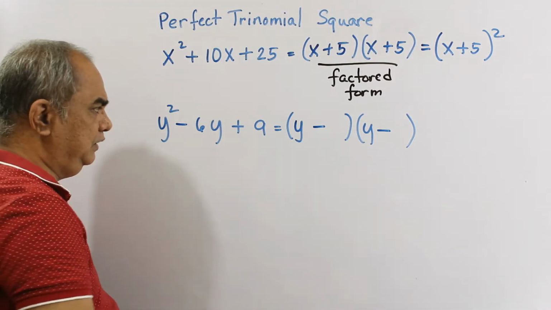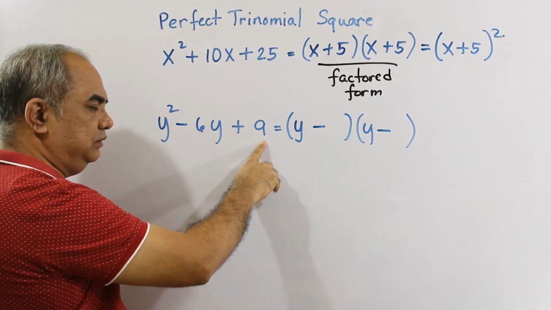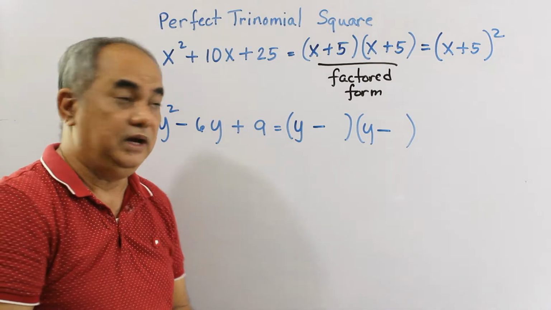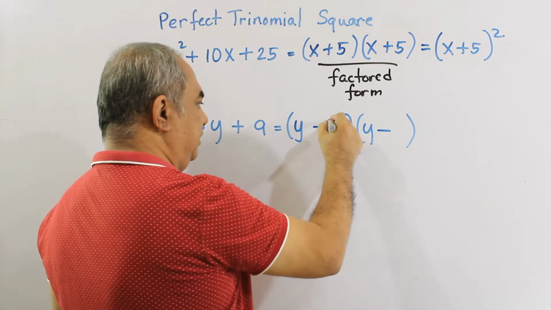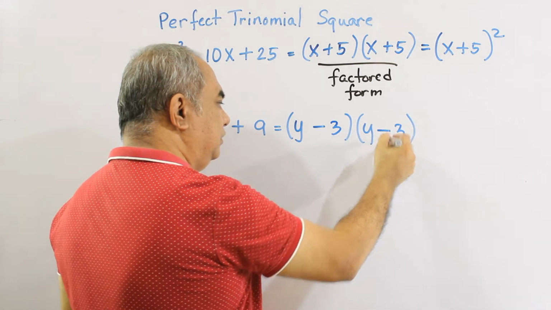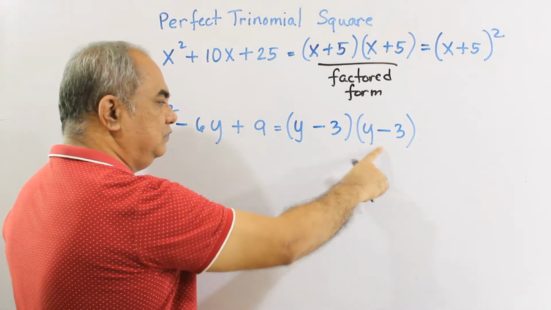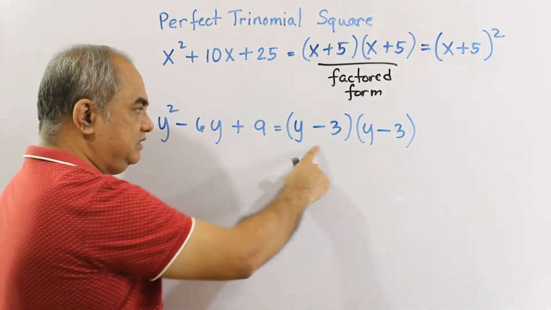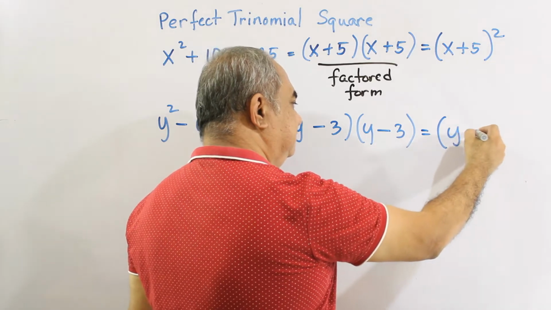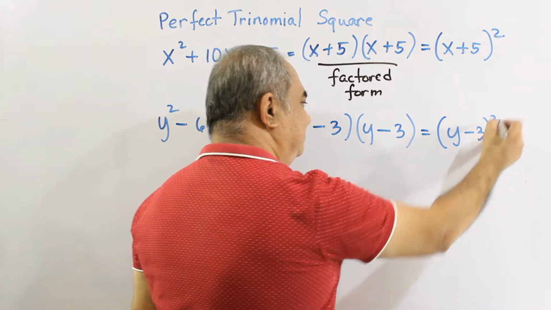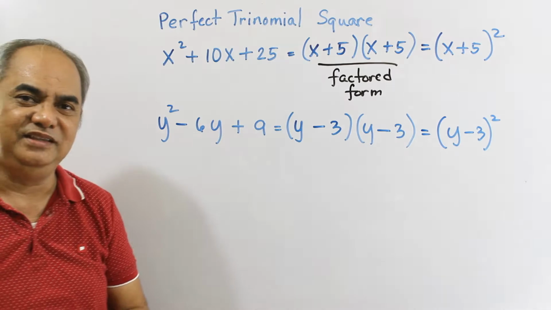Again, you will notice that this last term is a perfect square. And what is the square root of 9? The square root of 9 is nothing but 3. Now look again. You will notice that these two factors are the same. This is the factored form, and this is now your final answer. Okay, there you have it.